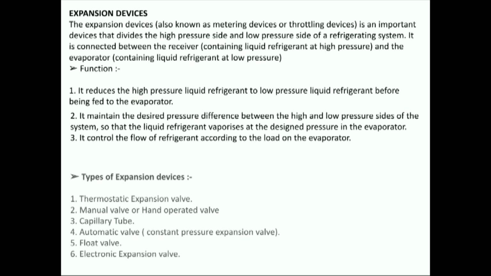Types of expansion devices. 1. Thermostatic expansion valve. 2. Manual valve or hand-operated valve. 3. Capillary tube. 4. Automatic valve, constant pressure expansion valve. 5. Float valve. 6. Electronic expansion valve.